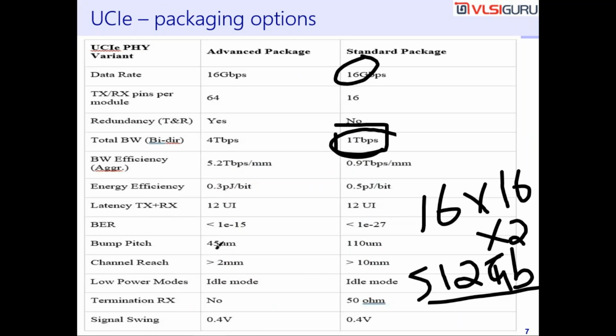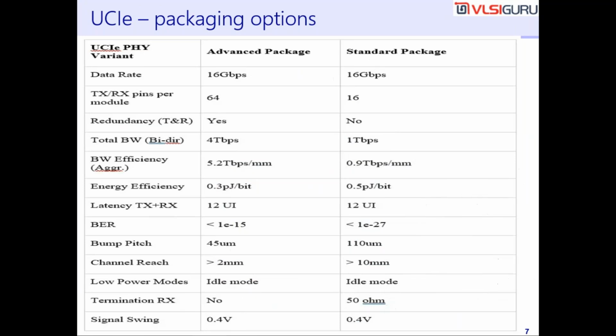I mean, the gap between one pin and another pin is 45 micrometer. Here it is 110 micrometer. Channel reach is greater than 2 millimeter. It is greater than 10 millimeter, and it supports idle mode, and termination resistance is not used in advanced package. In standard package, it is 50 ohms. Signal swing is 0.4 in both the cases. This is a comparison between advanced and standard packaging.